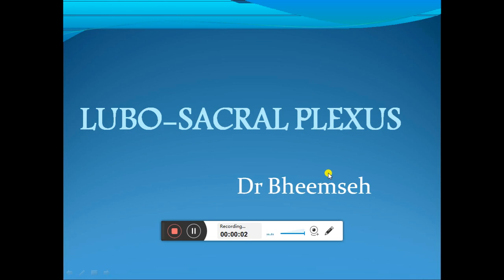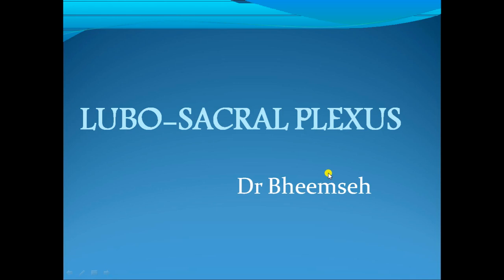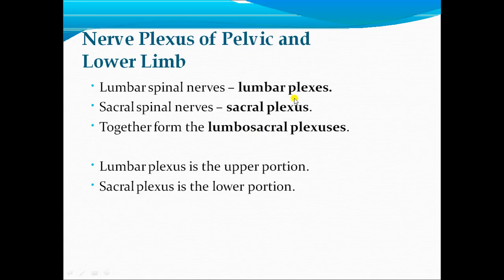Now we'll see the lumbosacral plexus. It is a complex plexus because it is formed by the joining of two plexuses: one is the lumbar plexus, another one is the sacral plexus. Lumbar plexus is formed by the joining of nerves L1, L2, L3, L4. Sacral plexus is formed by the joining of nerves L4, L5, S1, S2, S3, S4. Together, these two plexuses are called the lumbosacral plexus.